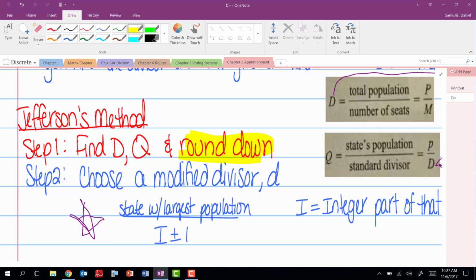Now, more than likely, you will get a fail, meaning for Jefferson's method, not enough seats will be given out. So what you have to do in step 2 is choose a modified divisor and try again, trying to hit, if you remember the example from the beginning of the chapter, 300 seats on the dot. And we will actually do that. That's our last example of the day.